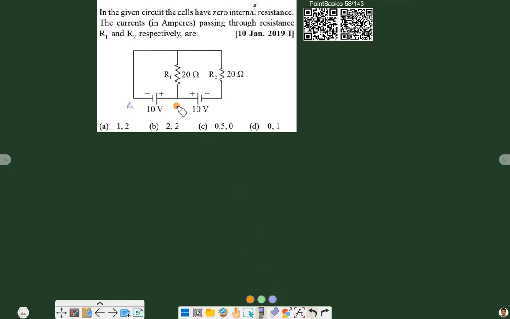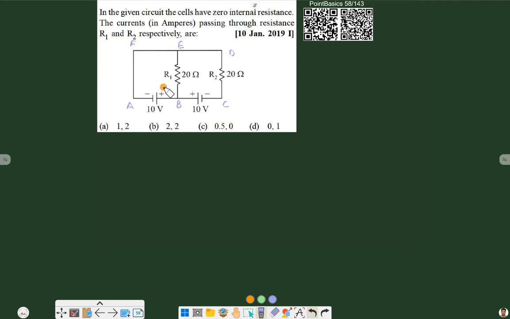Let's mark some points A, B, C, D, E, F. Now here we have 3 closed loops. First is A, B, E, F, A. Second is B, C, D, E, B. And third is A, B, C, D, E, F. So that's how we can make 3 closed loops here.